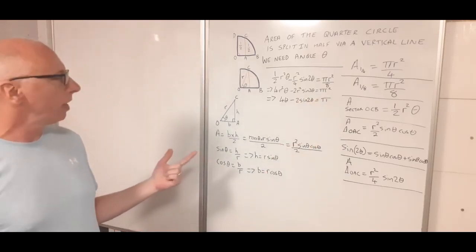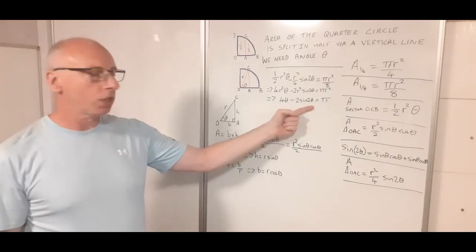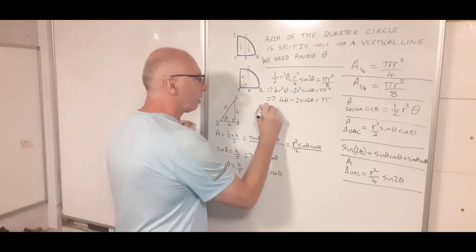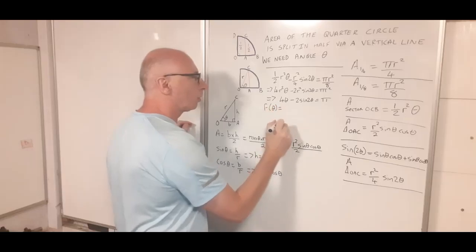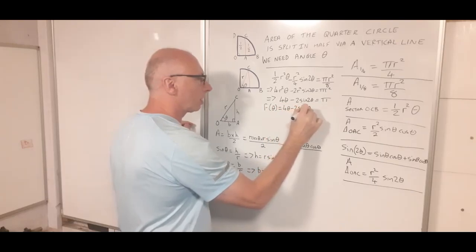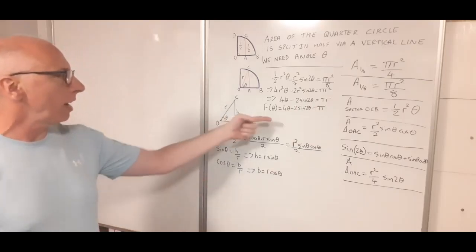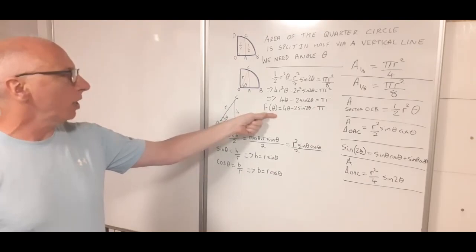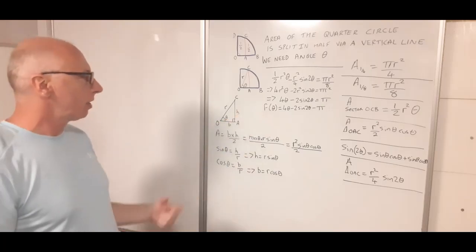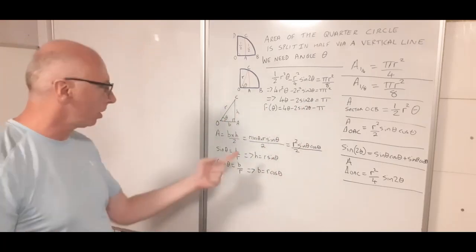Okay, good stuff. Now what I can do is bring everything across, make this a function of theta, and then maybe I can use a method to try and find it. So I can say f of theta equals 4 theta minus 2 sine 2 theta minus pi. That works good for me. Now I've got a function of theta, so I could try and work out roughly what this angle is. I'm just going to take this off the board here to give me some working down here, and then we'll continue on with that.